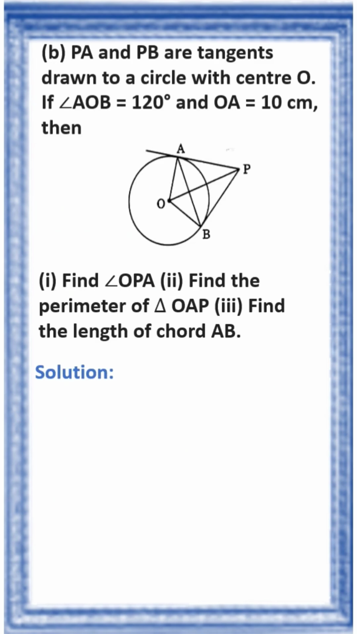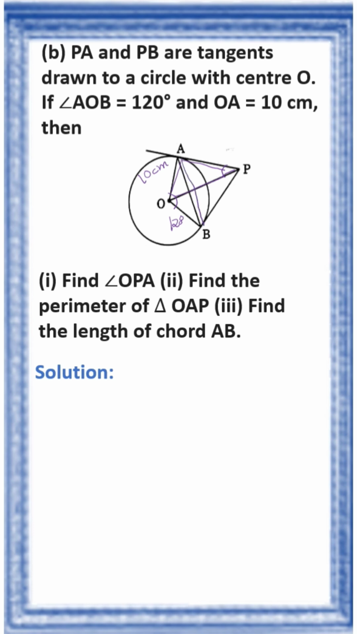Now let us solve B section. PA and PB are the tangents drawn to a circle with center O. Look at the figure. If angle AOB is 120 degree, this is 120. OA is 10 centimeter. Find angle OPA, this angle. Find the perimeter of triangle OAP, this one. Find the length of the chord AB.